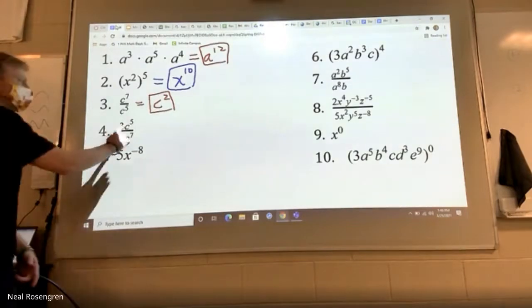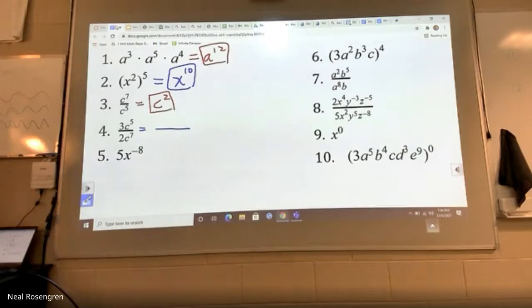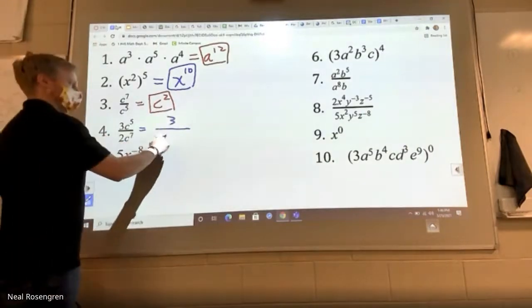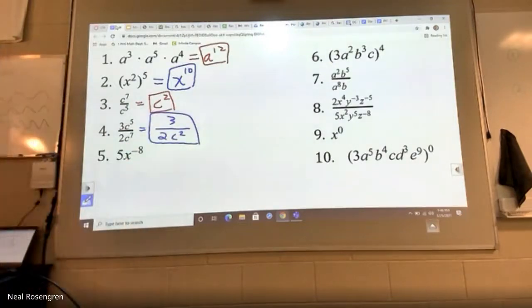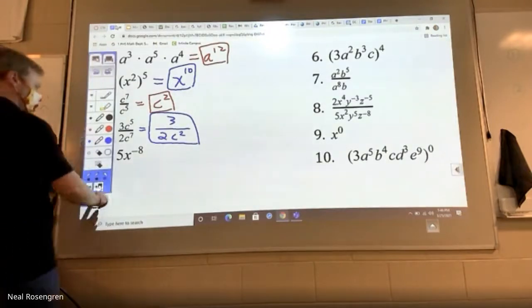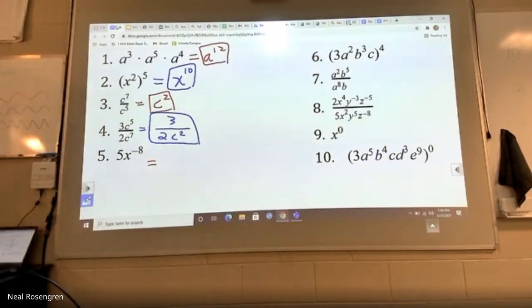All right, what about number 4? 4 is where things get a little bit tricky. 3 over 2c squared. Okay. Right, more c's on the bottom, so that's where it ends up. But the 3 and the 2, they're just numbers, right? Properties of exponents apply to exponents. Number 5.